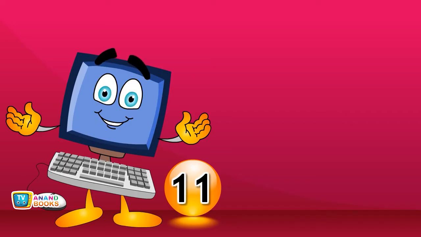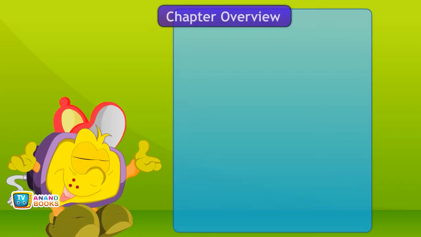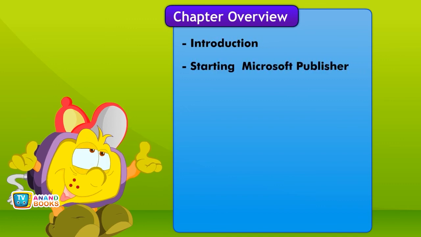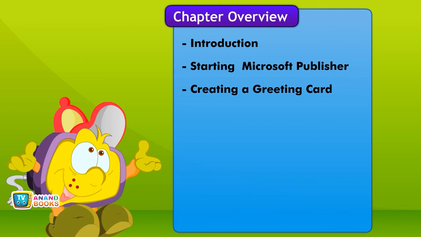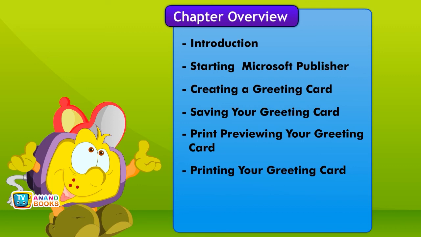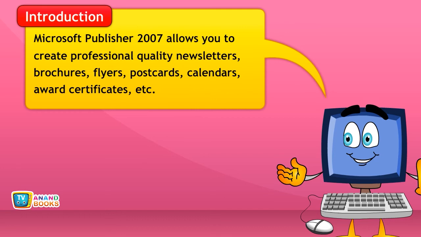Chapter 11, Introduction to Microsoft Publisher 2007. Chapter Overview: Introduction, Starting Microsoft Publisher, Creating a Greeting Card, Print Previewing your greeting card, Printing your greeting card. Introduction. Microsoft Publisher 2007 allows you to create professional quality newsletters, brochures, flyers, postcards, calendars, award certificates, etc.